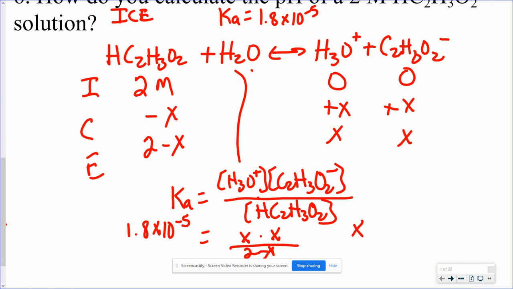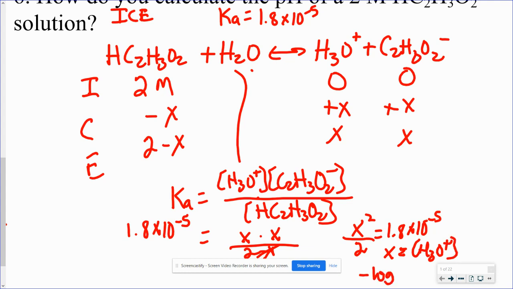And when we solve for X, since Ka is to the minus 5th, we can ignore that minus X from the 2, so it'll just be X squared over 2 equals 1.8 times 10 to the minus fifth. And when we solve for X, that is our H3O plus concentration. And then when we take minus the log of that, we will get our pH. It will not be minus the log of 2. It'll be a lot less than that because it's a weak acid.